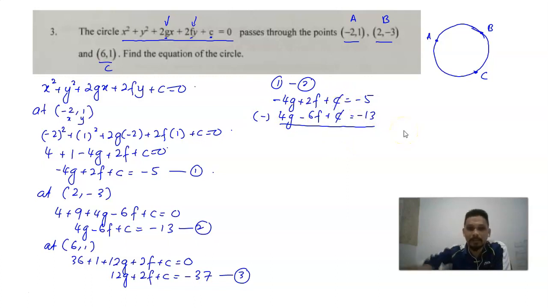Okay, negative 4g minus 4g is negative 8g. Then 2f, negative times negative becomes positive, so 2 plus 6 equals 8f, equal to negative 5 plus 13, which is 8. So divide by 8 throughout, and we come up with g plus f equal to 1. So equation 4.